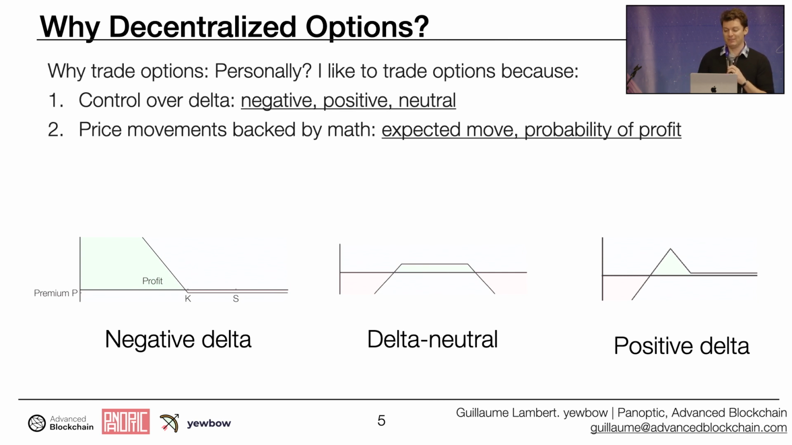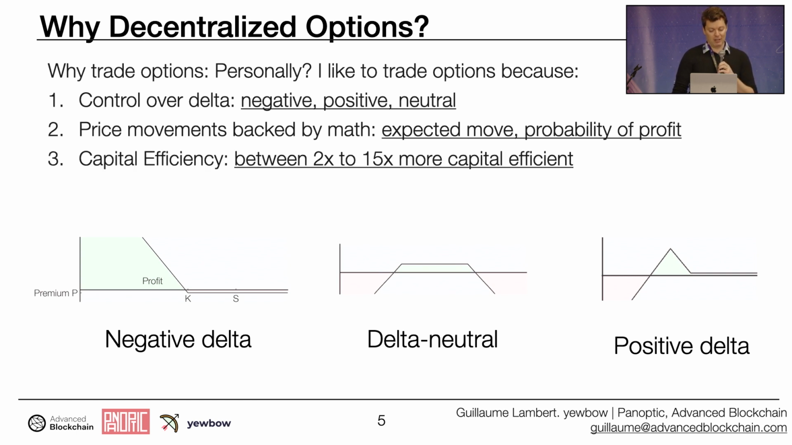And then from a deeper point of view, it's very easy to understand options from the math perspective. You can understand the expected move, the probability of profit of any option you create. You can also be a lot more capital efficient. If you were to trade options on the traditional exchange or TradFi exchange, you can be from 2x to 15x more capital efficient than buying the asset or the stock outright.